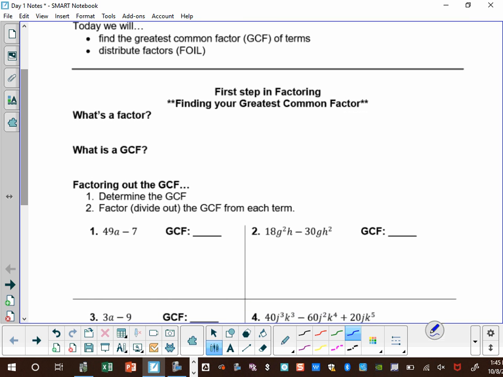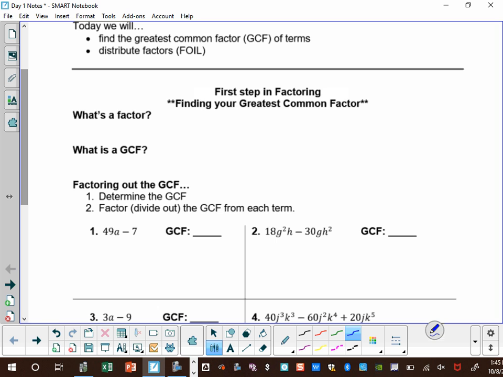So today we will find the greatest common factor. We will also distribute. Have you guys heard of FOIL? No? Some of you? Okay. So I'm not going to make you write the definition for this because we're going to go through it.